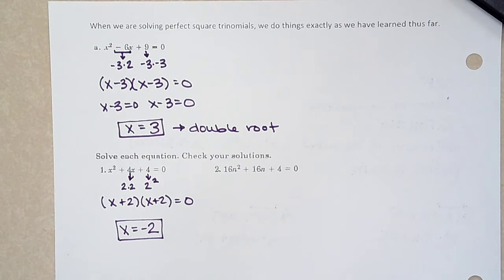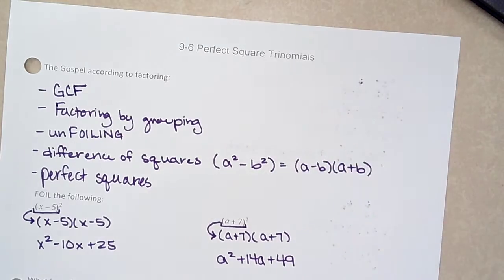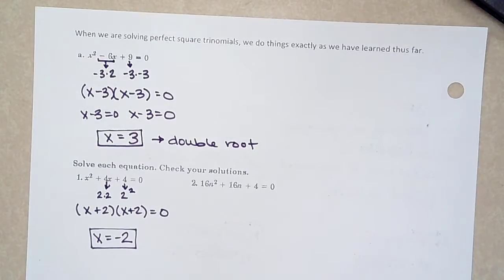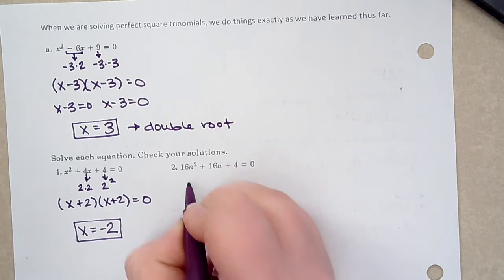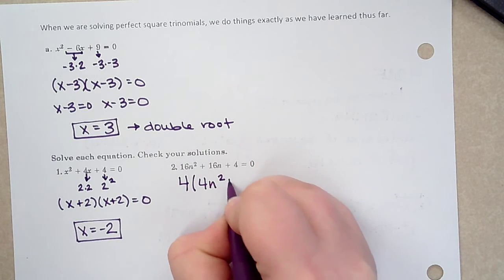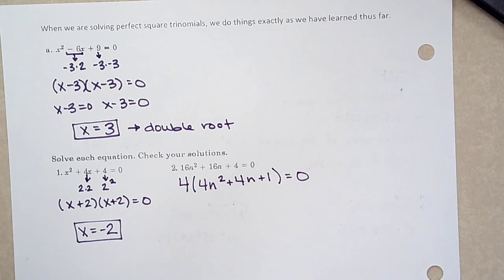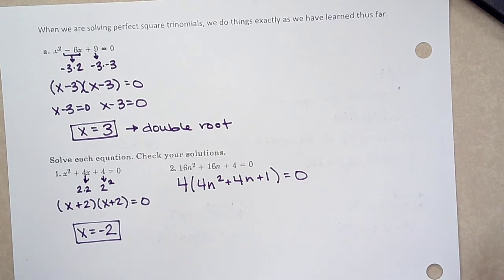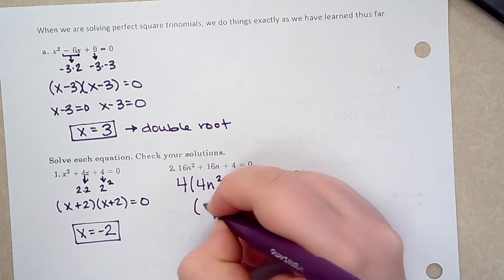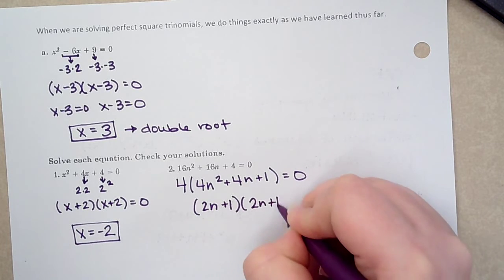Same thing here. Is this a perfect square trinomial? Well, not quite yet. However, if I go back to the other page, remember, sometimes we have to use a different method before we can use the main method. So in this one, I notice these are all divisible by 4. So I'm going to factor out a GCF of 4 to make my problem look a little bit smaller and a little bit more manageable. When I do this, I now notice this is a little bit nicer. This becomes 2n plus 1. This becomes 2n plus 1.